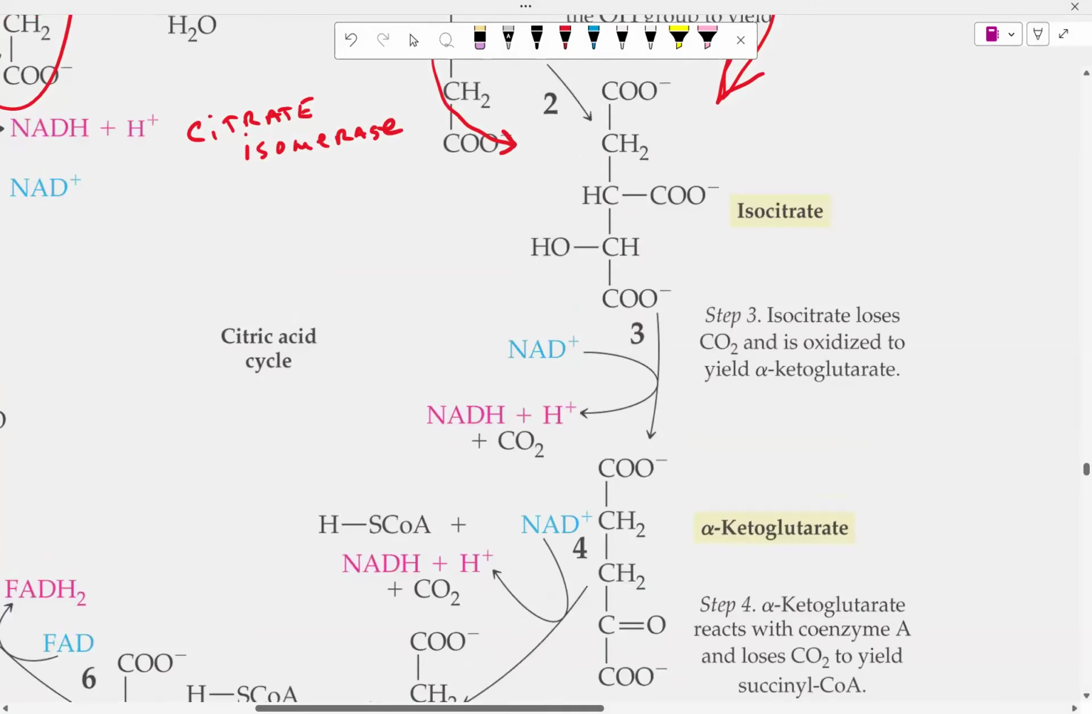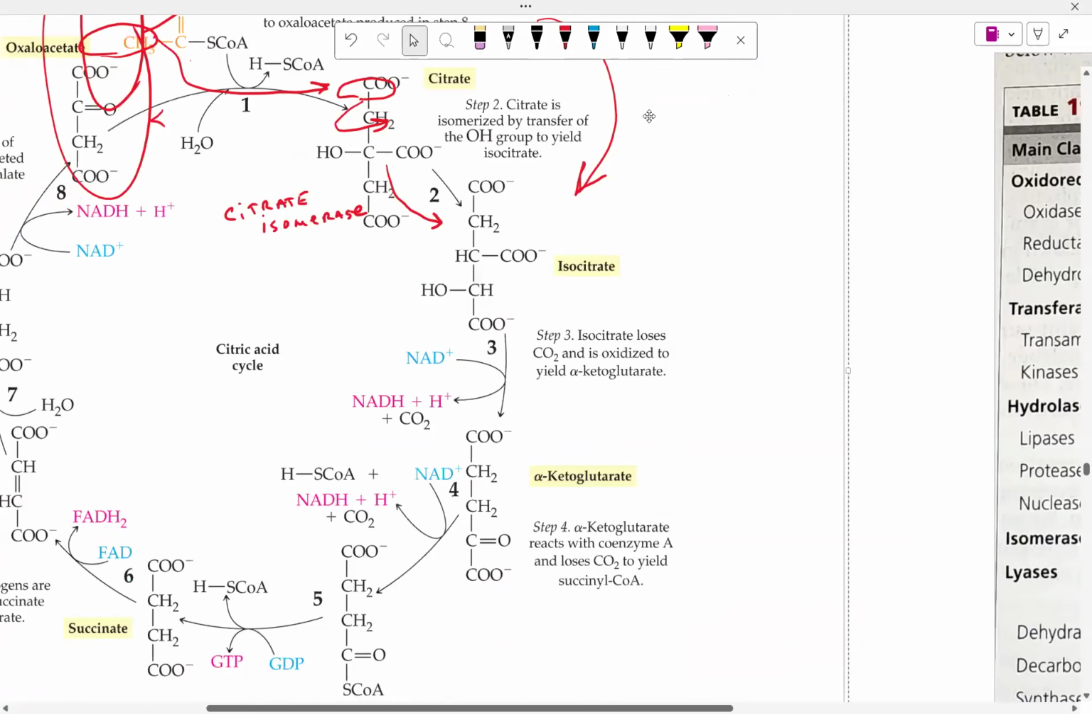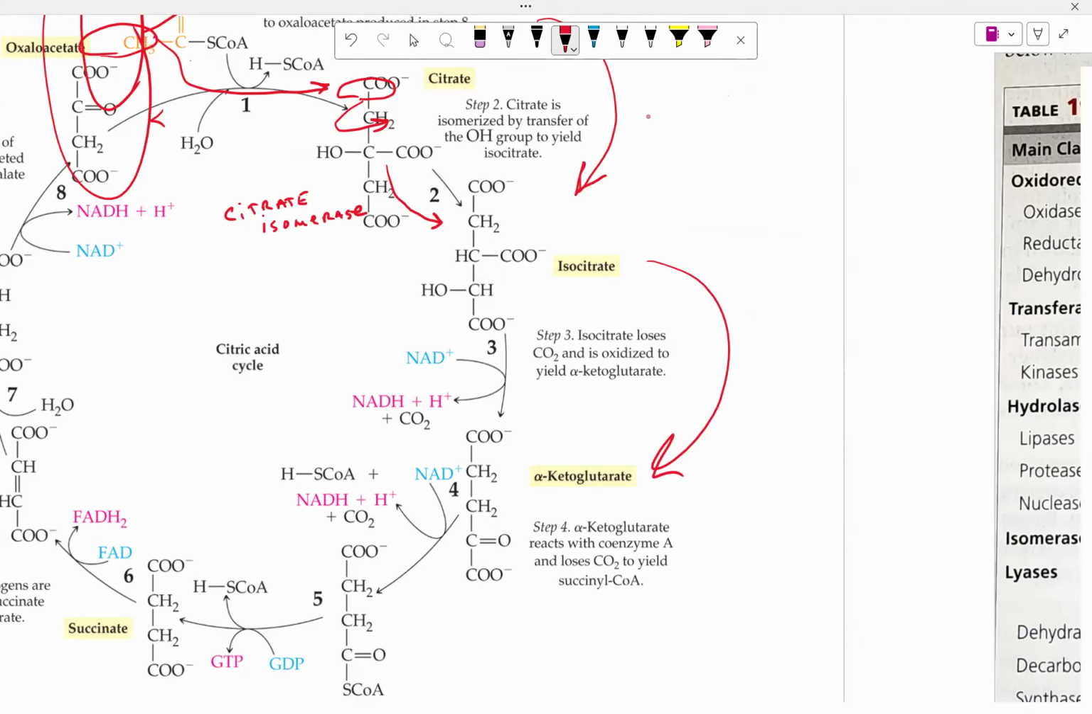Okay, so right here now, let's look at what's going on. Where do we lose the carbon dioxide? It's right in the middle. So that's carbon 1, 2, 3. That's where the carbon dioxide peels off. Now that process is what? The NAD coenzyme is gaining a hydrogen, so that's being reduced. So that's an oxidation process. So that enzyme is going to be an oxidase.